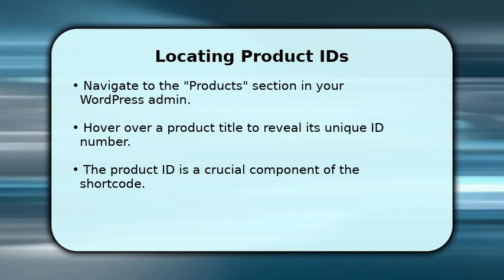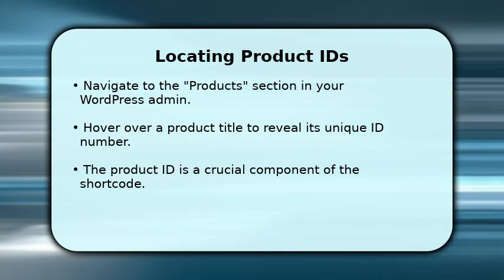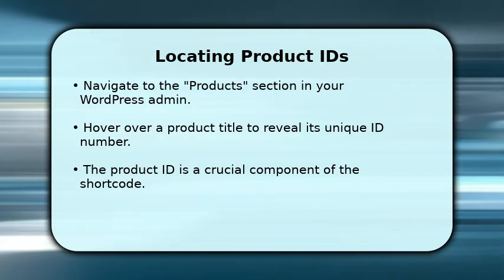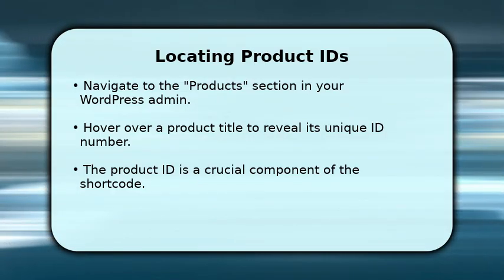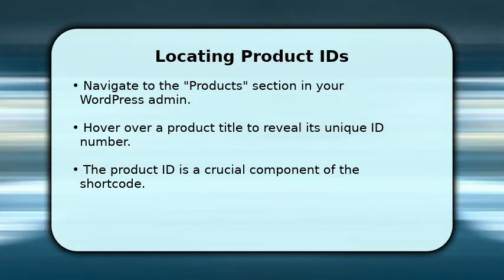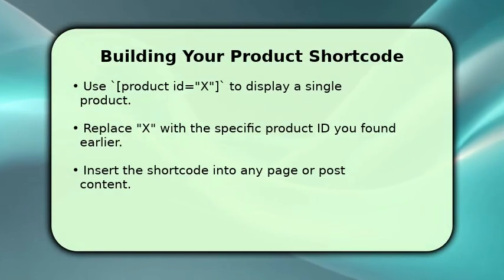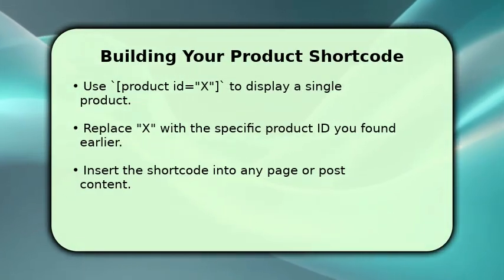To begin, log into your WordPress admin dashboard and navigate to the Products section. Here, you'll see a list of all your products. Simply hover your mouse cursor over the title of any product you wish to feature. A small tooltip will appear, displaying the product's unique ID. This numerical ID is vital for constructing your shortcode, so make sure to note it down accurately for each product you plan to use.